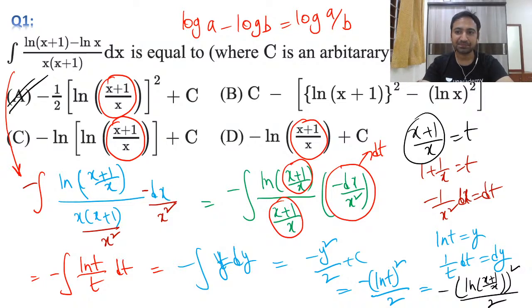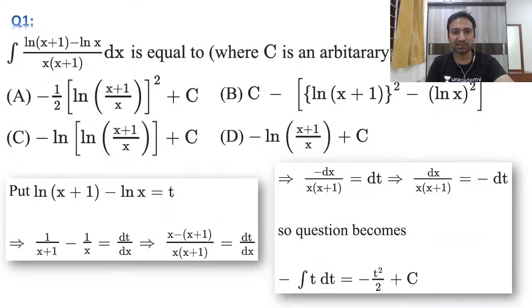Is it clear? Perfect. So the first option is the answer. Most of the options contain x plus 1 by x. That's why I'm taking x plus 1 by x as t. And then I took another substitution, log t equals y, and then this is what we're getting. Clear? Right. The first option is the answer, guys.